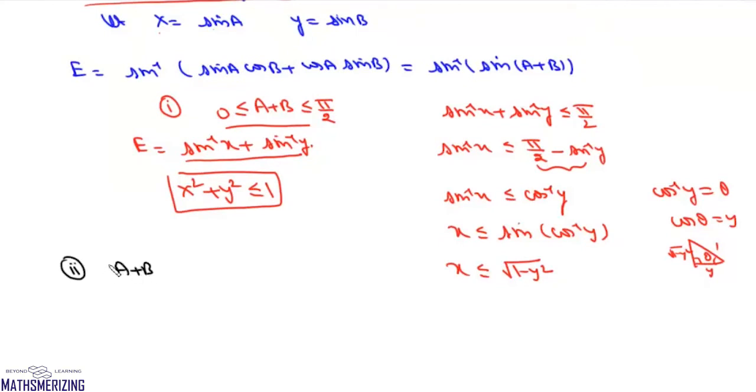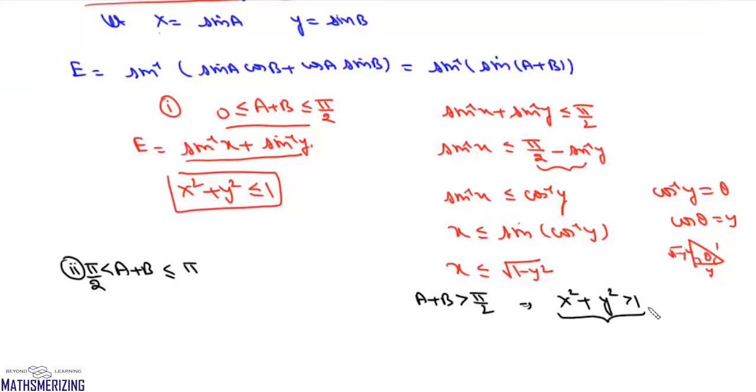When a plus b is greater than pi by 2 but less than or equal to pi. Now if a plus b is greater than pi by 2, we'll get the similar condition, sine inverse x plus sine inverse y is greater than pi by 2. Now we'll simplify this. We'll get x square plus y square is greater than 1. So we are dealing with the condition when x square plus y square is greater than 1.